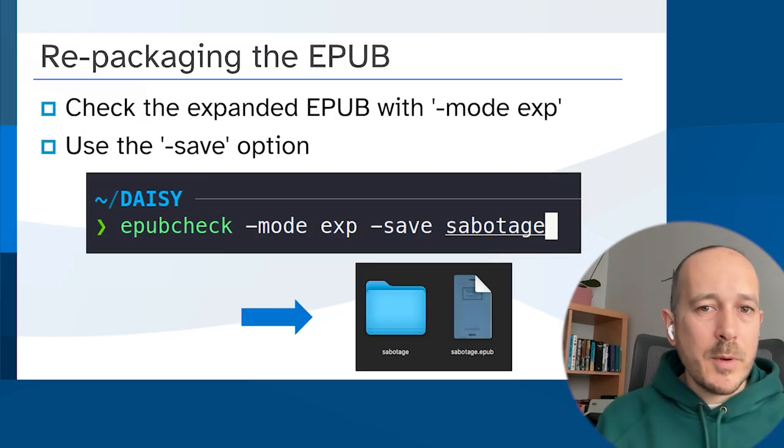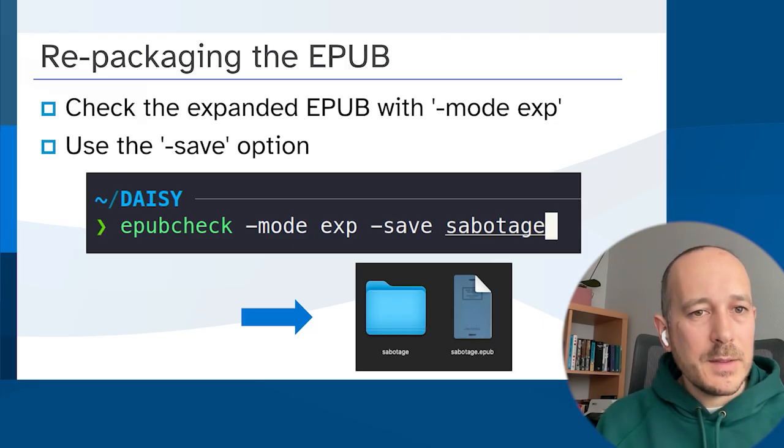If you want to check the entire publication, but as an expanded directory, you can use the same -mode option, but this time with the exp keyword, followed by the path to the directory. With my test file, the full command becomes: epubcheck -mode exp sabotage. This runs almost exactly the same checks as if you evaluated a zipped EPUB, but since you've unpackaged your EPUB, it is much easier to make edits and check again.